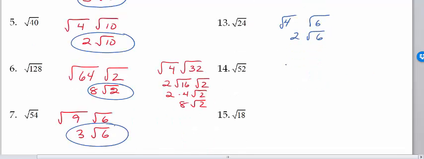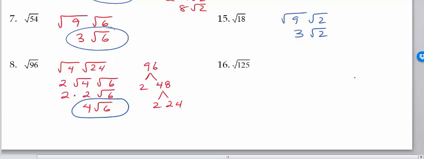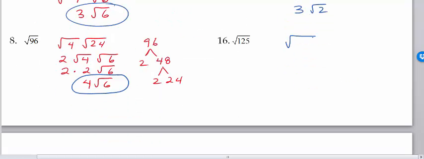52 is 2 times 26, which is 2 times 13. So that's 4 times 13, or 2 radical 13. 18 is the square root of 9 times the square root of 2, so that's 3 radical 2. 125 is 25 times 5, which is 5 radical 5.